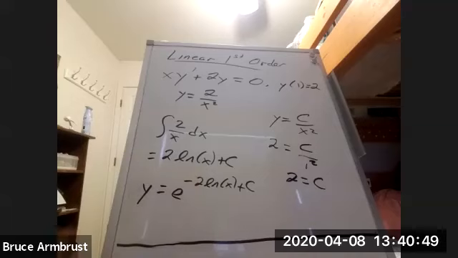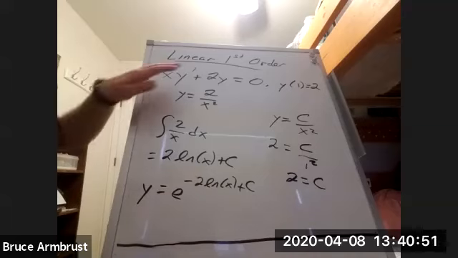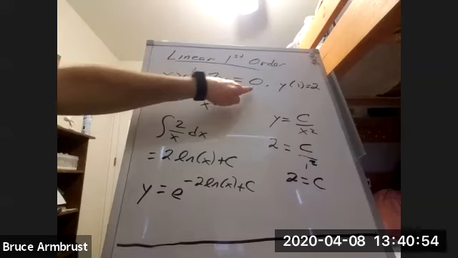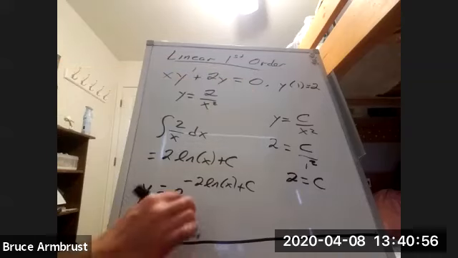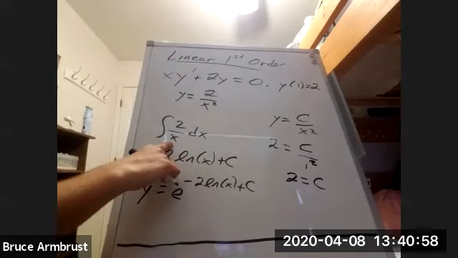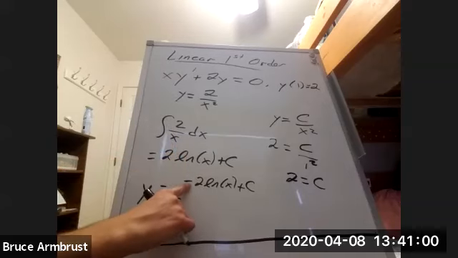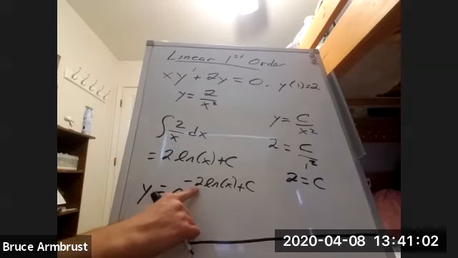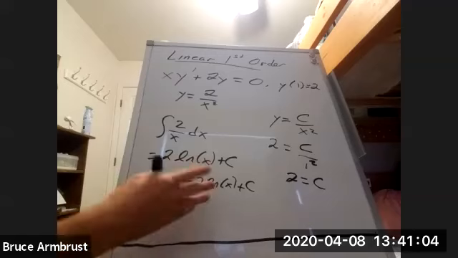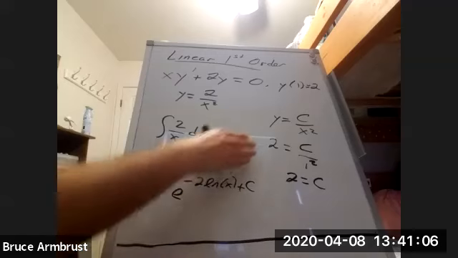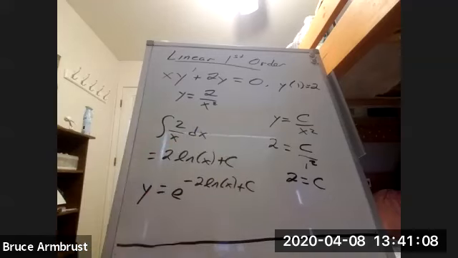So it doesn't matter at all. If it's a linear first order, homogeneous, the process is always the same. You integrate the p, you make it negative, take e to that power, simplify if you can, and then plug in to find your c value if it's an initial value problem.